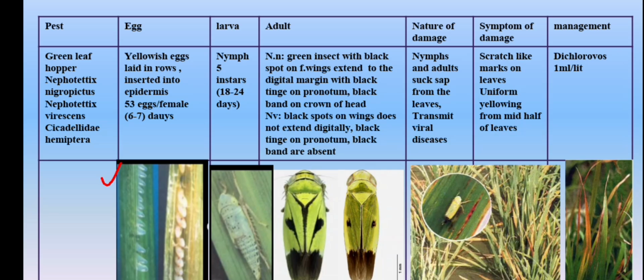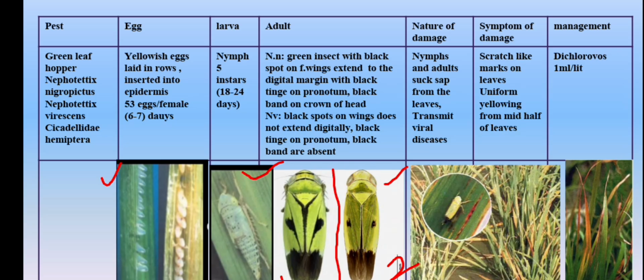And here you can see in the image, this is the nymph which is light green in color, and this nymph will undergo 5 instars and nymphal duration is 18 to 24 days. And in this image you can clearly see the adult. So these two are different species. This first one is Nephotettix nigropictus and the second one is Nephotettix virescens. So you can clearly differentiate these two adults.